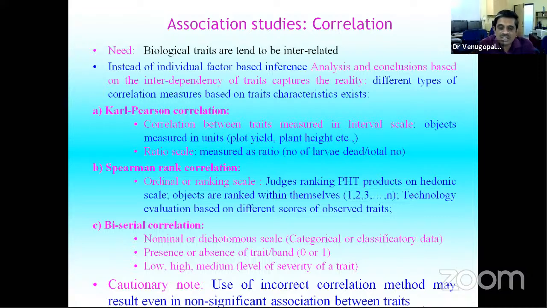Similarly, biserial correlation is used when we try to test the presence or absence of a molecular band. So what I am saying here is, if instead of using Spearman rank correlation you use Karl Pearson correlation or otherwise, we are going to get even a non-significant correlation, or instead of a positive correlation, we may get a negative correlation. This is mainly useful for the breeders, because for the breeders, the first step of selection is using the correlation coefficient only.